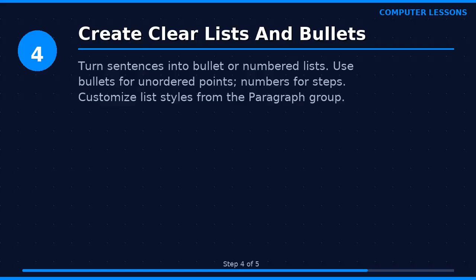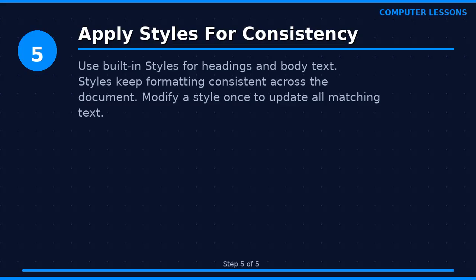Got multiple points? Turn them into a list. Bullets for general notes, numbers when order is key. Hit those buttons, tweak the styles, and your content instantly looks organized and intentional.